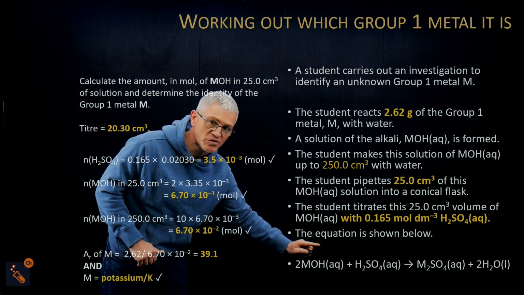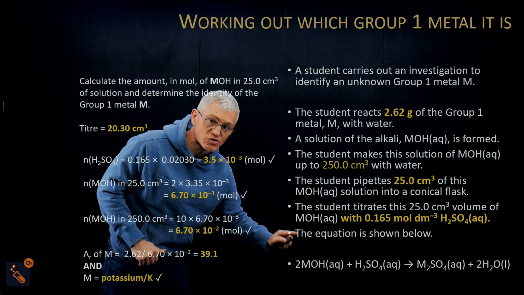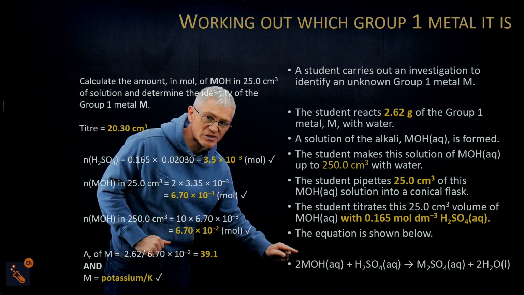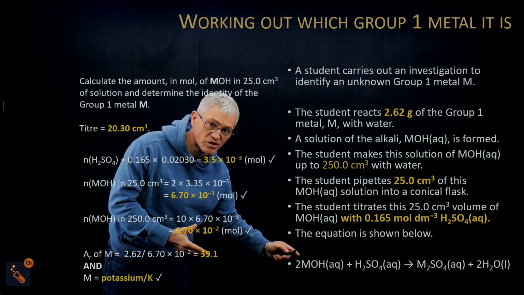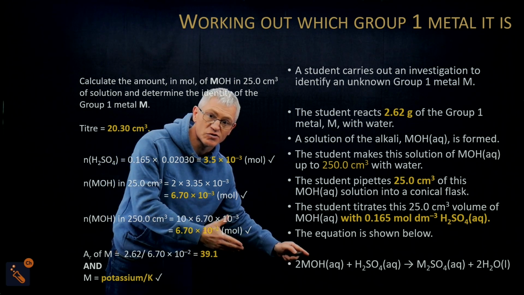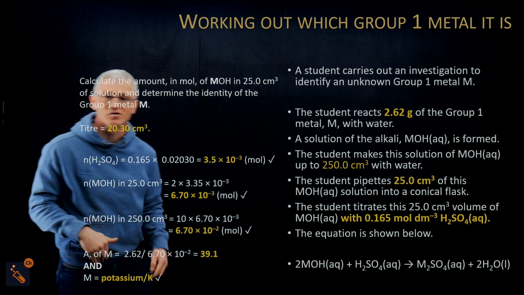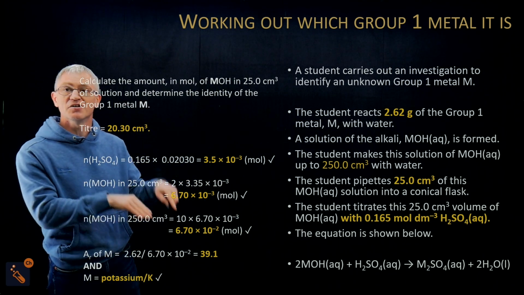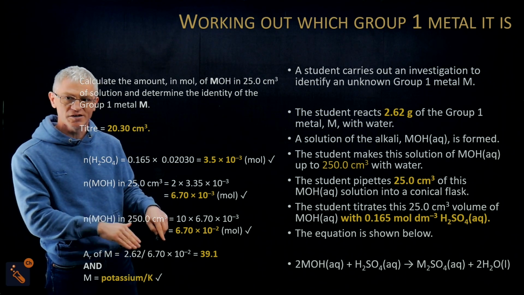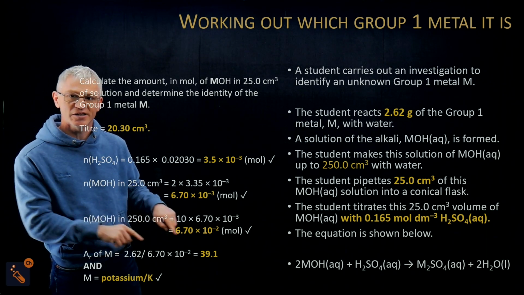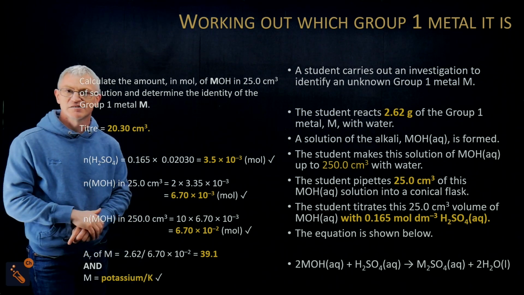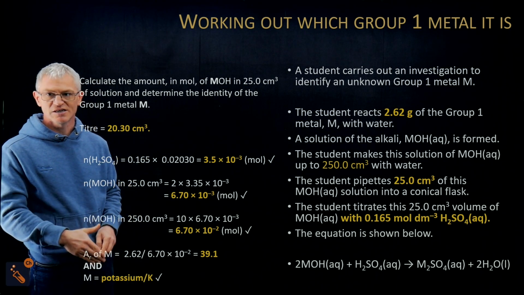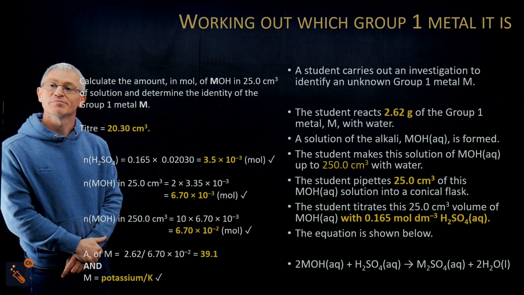Well, there's a 1-to-1 ratio between the MOH and the M. So in 1 mole of MOH, there is 1 mole of M, which means if I have, for example, 2 moles of MOH, I have 2 moles of M. So it's the same number of moles, which means that number, even though it's the moles of MOH, is the number of moles of the M as well. So therefore, 2.62 divided by that gives you the atomic mass, which is 39.1, which you can then look up on the periodic table and find out is potassium.